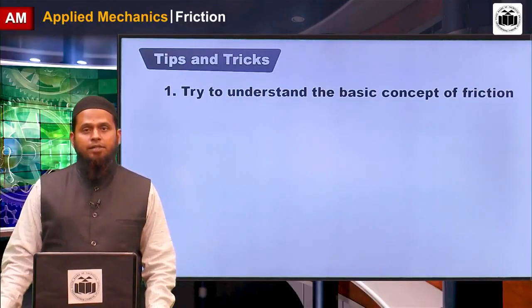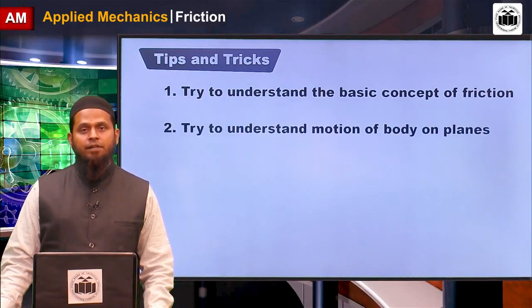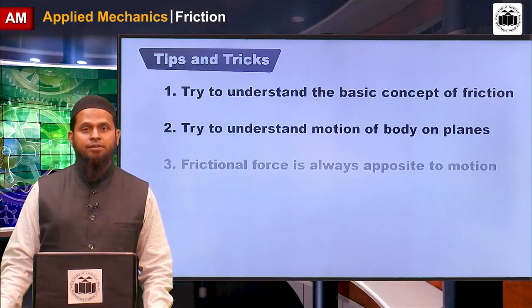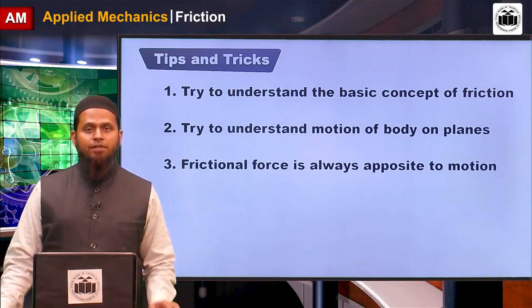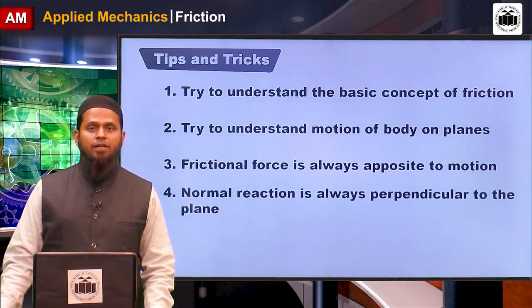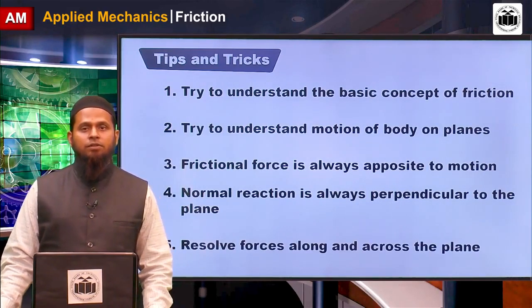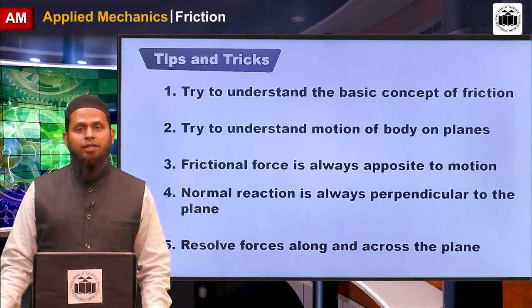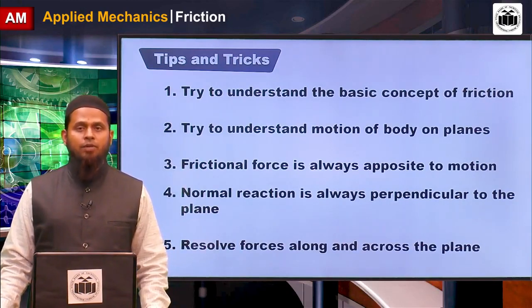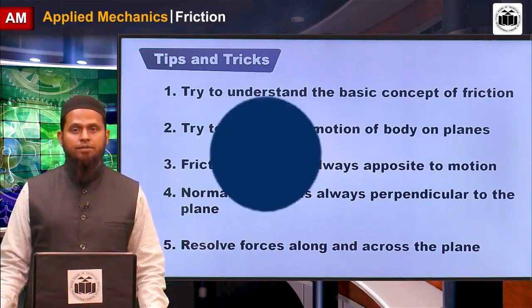Firstly, try to understand the basic concept of friction. Secondly, try to understand the motion of the body on the planes. Remember that frictional force is always opposite to the motion and normal reaction is always perpendicular to the plane. Resolve the forces along and across the plane only. Along the plane is your x-axis, across the plane is your y-axis.